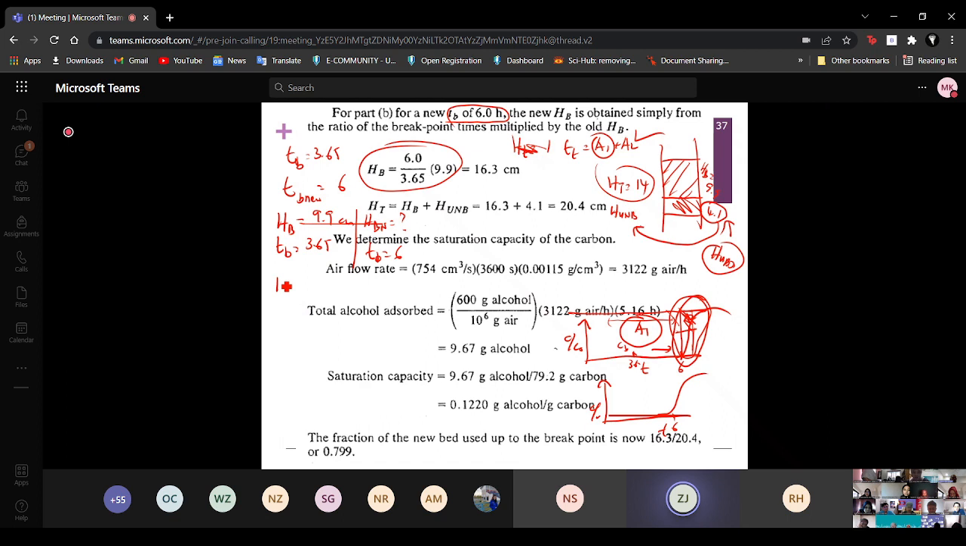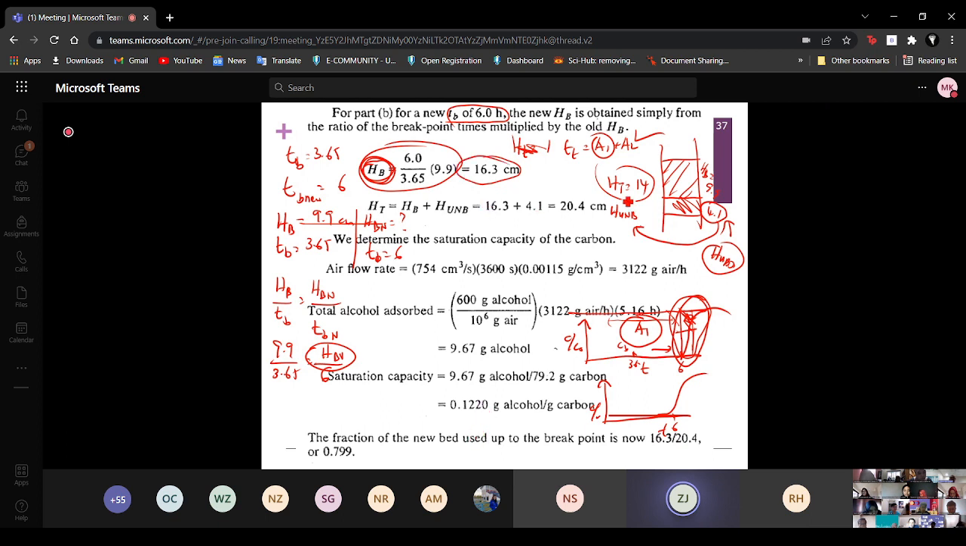You boleh buat HB over TB equal to HB new divided by TB new. Okay, HB yang lama adalah 9.9, TB lama adalah 3.65. HB new you tak tahu, you want to find it. TB new adalah 6 jam. From there you can get the HB new. So this is the simplify lah. So you akan dapat 16.3 cm.